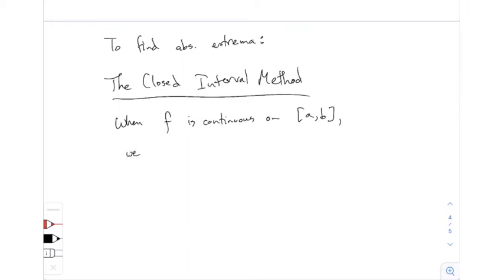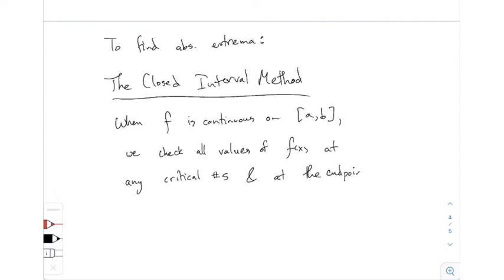So we check all the values of f of x at any critical numbers and also at the endpoints, because those are the only possible locations where the maximum and the minimum might be. And then among all of those, you just choose the biggest of those numbers, and that one is the maximum, and it must be the maximum of the whole function. And you also choose the smallest.